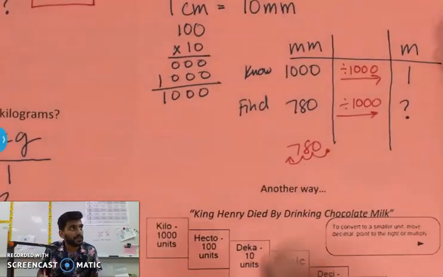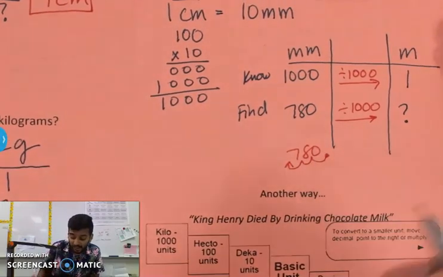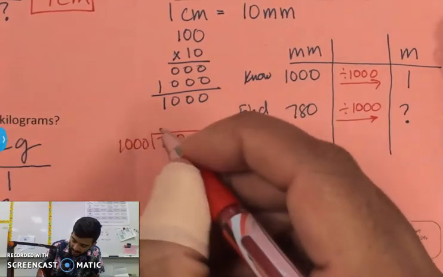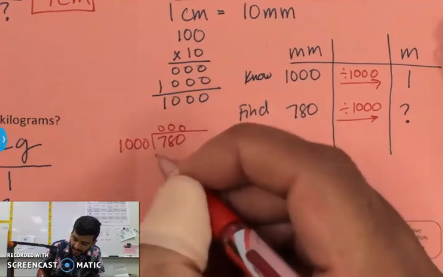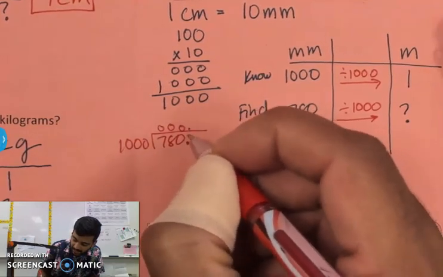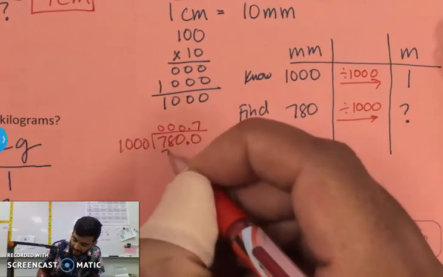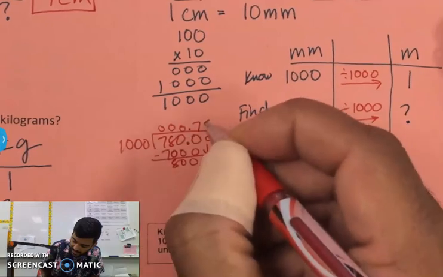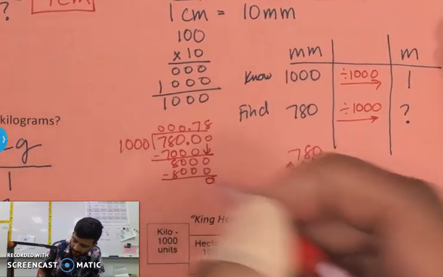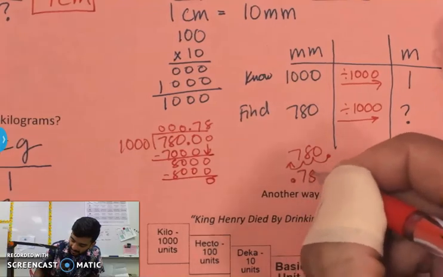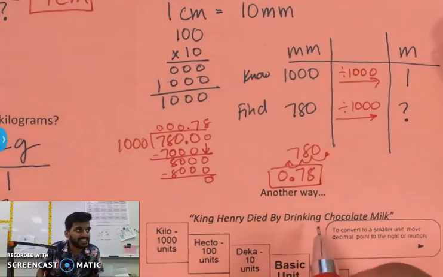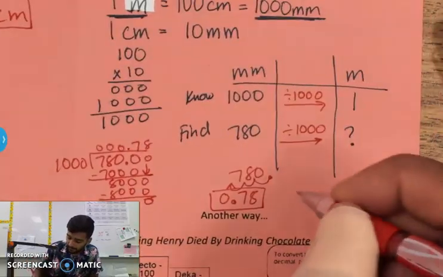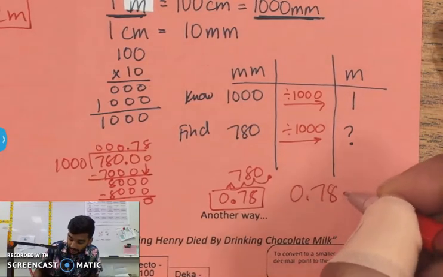Now, if you want me to very quickly, you don't have to write this part down, but just to check and prove it to you: 1,000 can't go into 7, can't go into 78, can't go into 780. Add a decimal. It can go into 7,800 7 times. It goes into 8,000 8 times. So notice we would get the exact same answer, right? I like using the technique knowing that it's a power of 10, but it's up to you. So 0 and 78 hundredths meters.